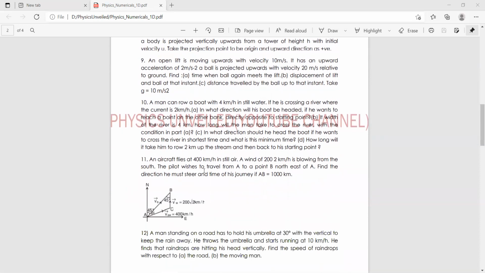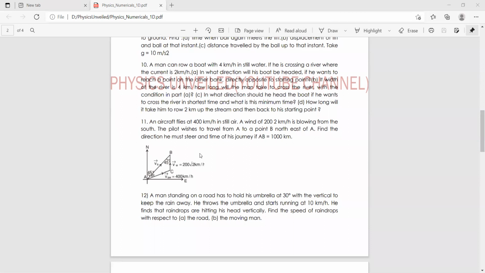Tenth problem is the famous river and boat problem that we have touched in our last session of relative motion, where you have to find out. But in this particular problem, in one problem only, I have tried to cover all the possible scenarios of a river and boat problem, like the distance, the minimum time, the minimum drift, everything. So if you have not seen our video of relative motion, I recommend you go over there and see how we have discussed those concepts.